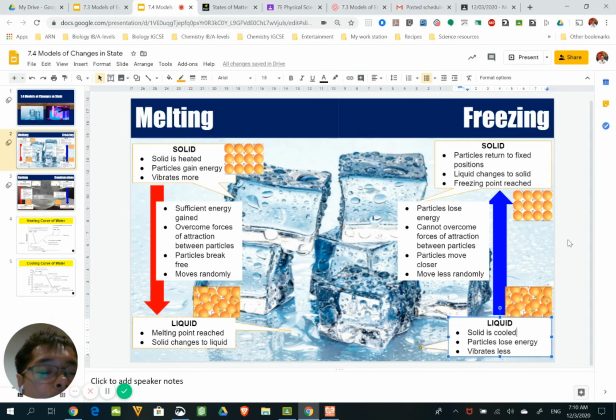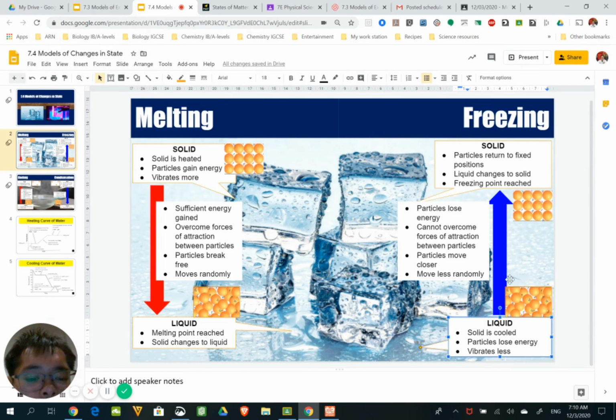So back again, your liquid phase, your solid will be cooled down. Particles will lose the energy and vibrate less. And as a result, they can't overcome the forces of attraction, and instead the forces of attraction build up. So the particles will move much closer, move less randomly, and come towards moving on a fixed spot. Now, as soon as it decides to say, okay, my liquid will change into a solid, that is when you will say a freezing point has been reached.